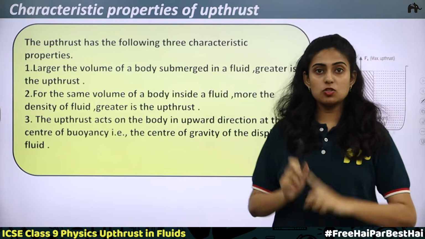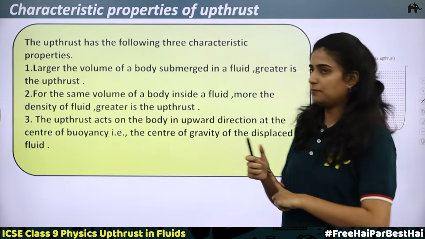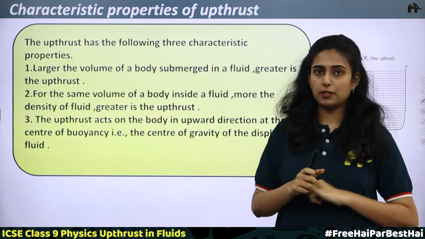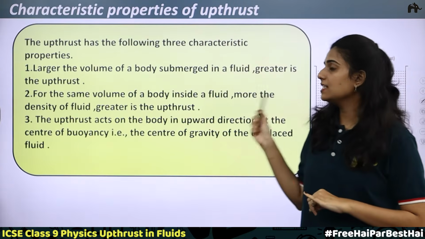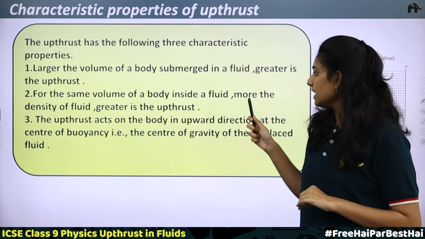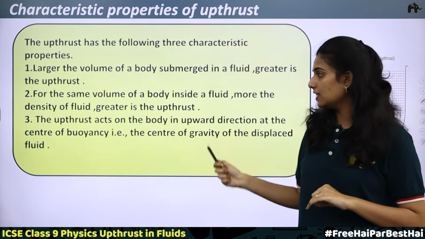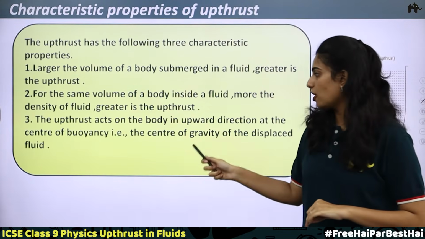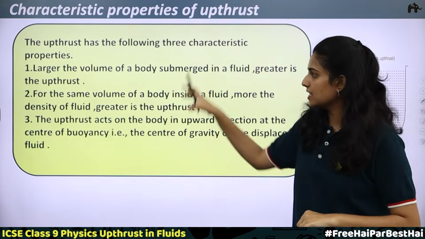By now we have understood what is upthrust. Now we will be discussing the characteristic properties of upthrust. Okay, so the upthrust has the following three characteristic properties. First one, larger the volume of a body submerged in a fluid, greater is the upthrust. Second, for the same volume of a body inside a fluid, more the density of fluid, greater is the upthrust. And the third, the upthrust acts on the body in upward direction at the center of buoyancy, that is the center of gravity of the displaced fluid. Okay, now we'll be discussing these in detail.